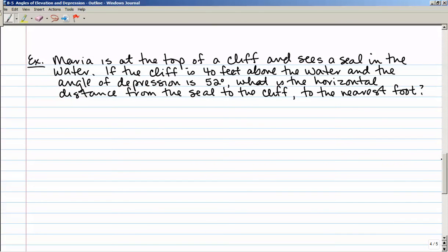Here's another example. Maria is at the top of a cliff and sees a seal in the water. If the cliff is 40 feet above the water and the angle of depression is 52 degrees, what is the horizontal distance from the seal to the cliff to the nearest foot?